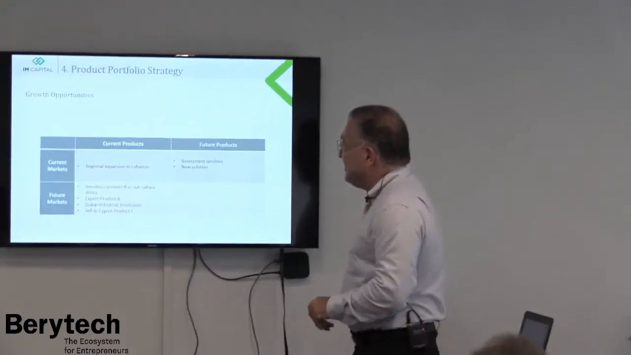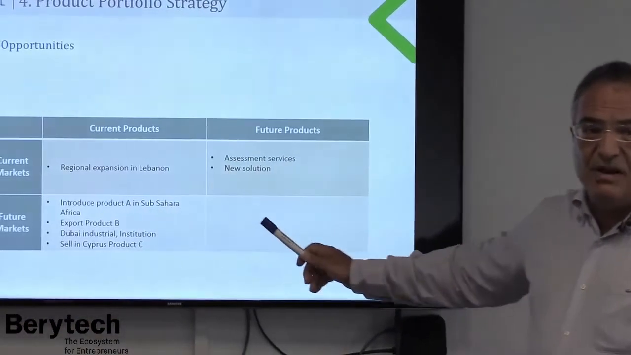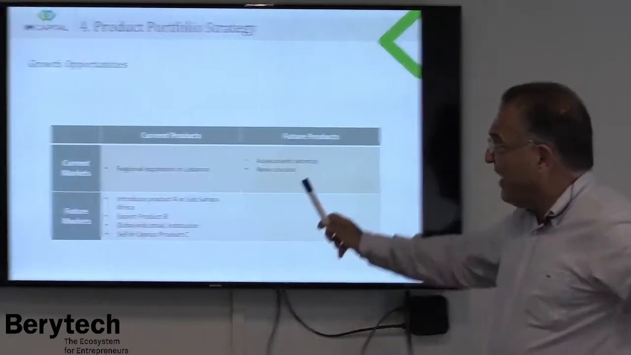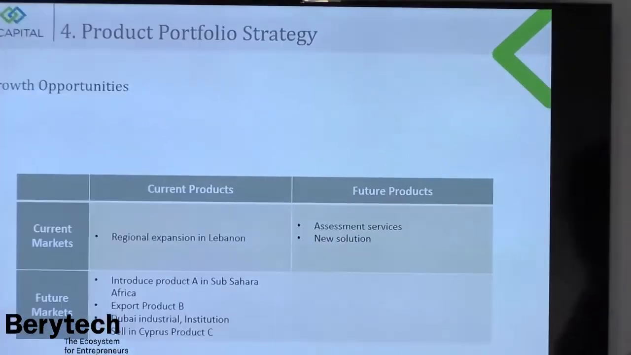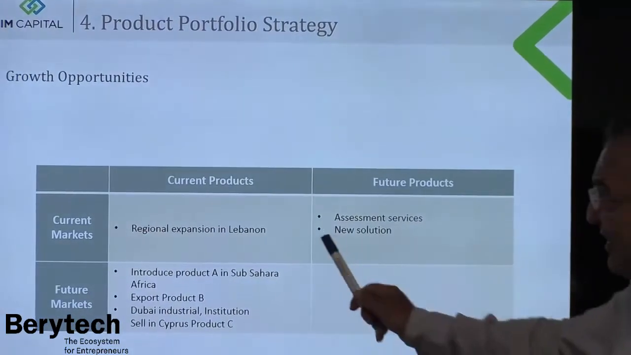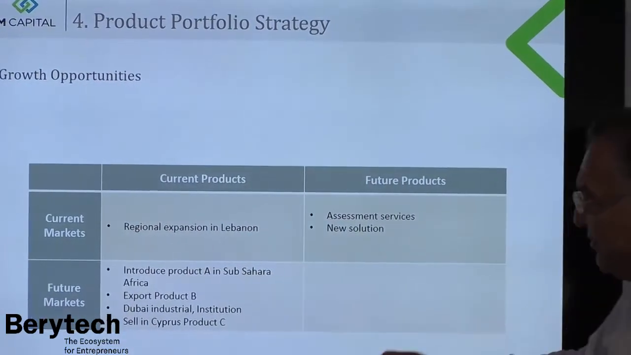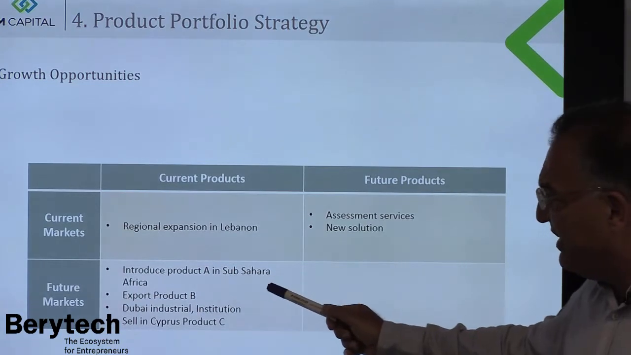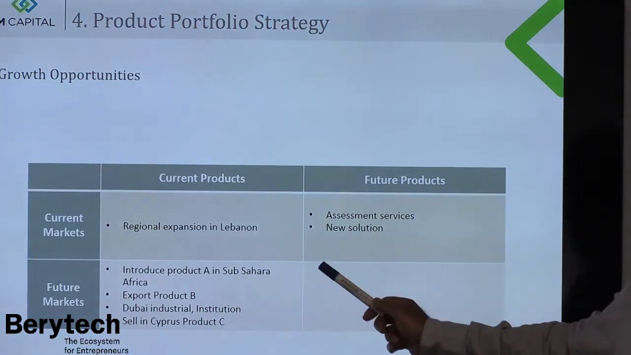Okay, this is another one, this is the one that we typically use to position you. So what you have today is current products and future products, current markets and future markets. So what you do is look at what is here. This was yesterday's example, so this is fresh out of the press.